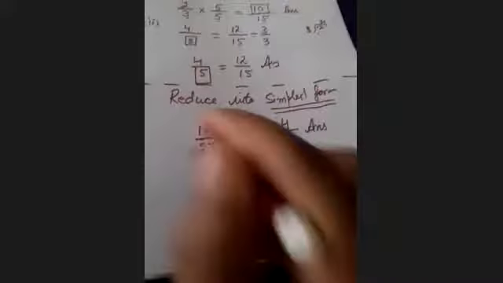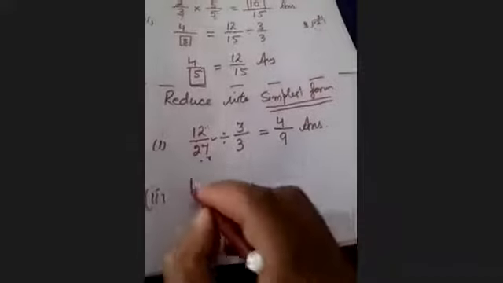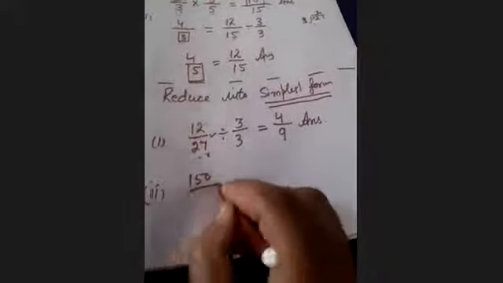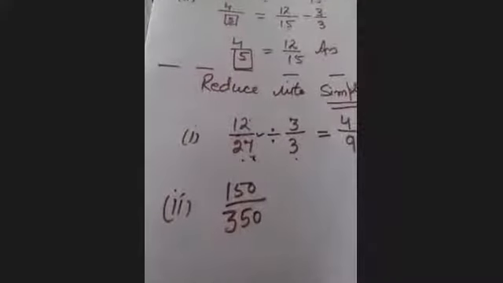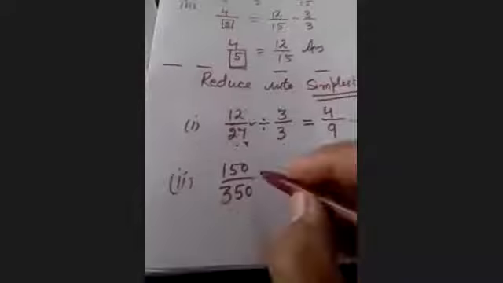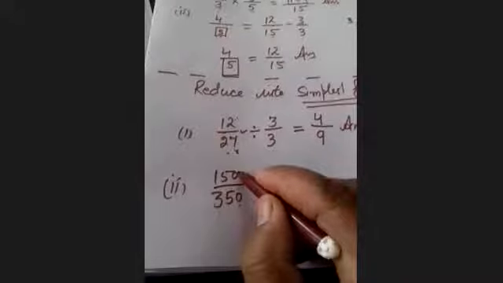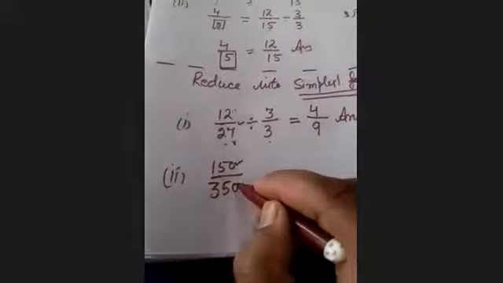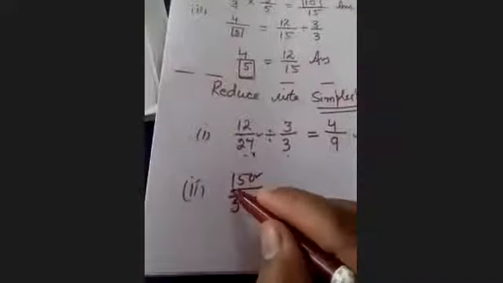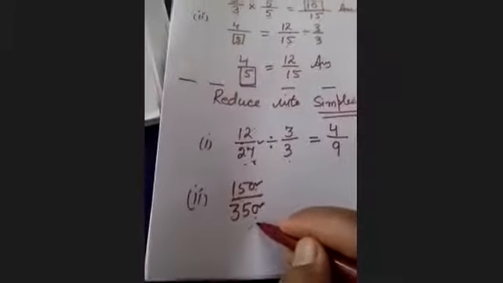Clear, students? Now, one more example. 150 and 350. Yes, students. The last digit of numerator as well as denominator are 0. 150 last digit is 0 and denominator last digit is 0. It means 150 and 350 both are multiples of 10.